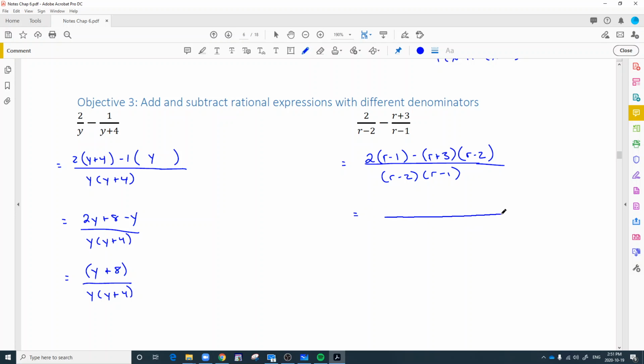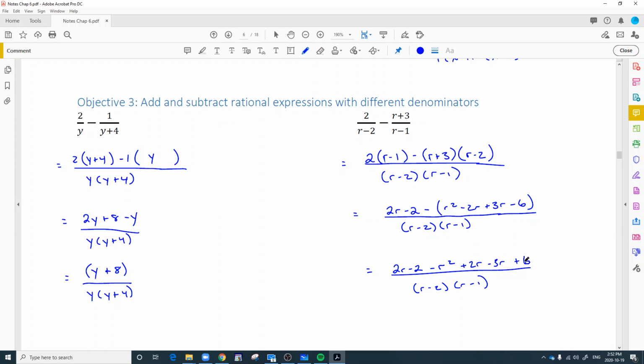And then I simplify. So your bottom is already simplified and factored. Your numerator needs to be done. So this would be 2r minus 2. I'm going to leave that minus there, and I'm going to multiply this through. So I get r squared minus 2r plus 3r minus 6. And I'm going to keep going. I've got my denominator, r minus 2, r minus 1. In my numerator, I've got 2r minus 2 minus r squared plus 2r minus 3r plus 6.